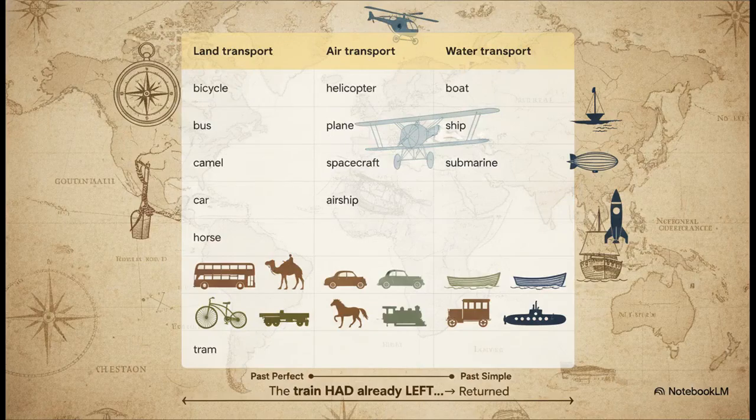Let's run through these. For travel on land, you've got your everyday stuff like a bicycle, a bus, or a car. For bigger trips, maybe a train or a tram. And historically, people used a horse or even a camel. Now, up in the air, we've got the plane and the helicopter. For some really big adventures, there's a spacecraft or even a cool old-school airship. And of course, on the water, you can take a boat, a big ship, or even dive deep in a submarine. Getting these down is the first step to telling great travel stories.